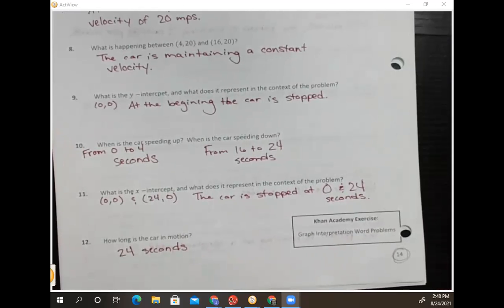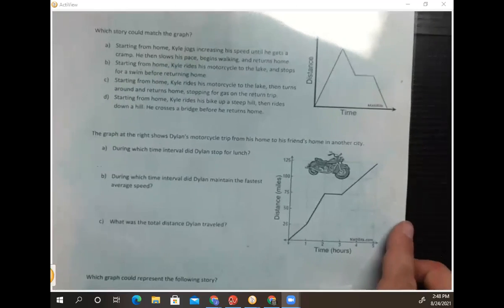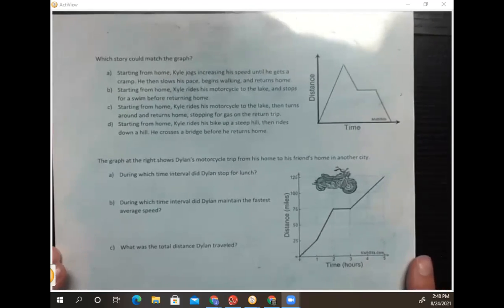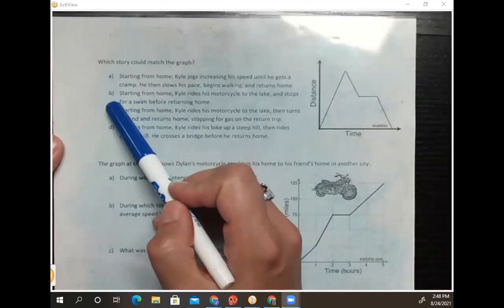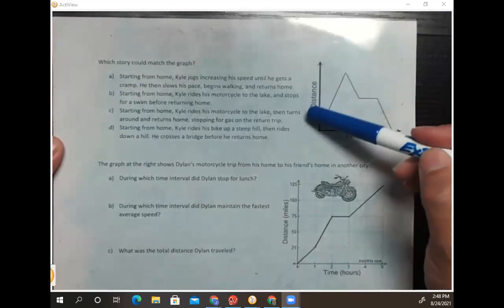Okay, I have a few extra examples that I would like to take a look at. These are not in your packet, so they're just going to be up on the board here. Just a couple extra practice problems over our graph stories. For the first one, I've got 4 different options for stories, for scenarios. I want you to take a minute, read through them, and tell me which could match this graph.